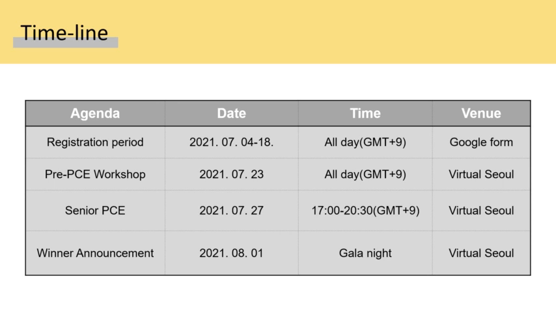At the workshop of the Senior PCE case section, the given case will be revealed and you will have an explanation about it. Senior PCE starts on July 27th, 5 to 8:30 p.m. Please check the time zone and start the event at the right time. The final winner and runners-up will be announced via Gala Night on August 1st.